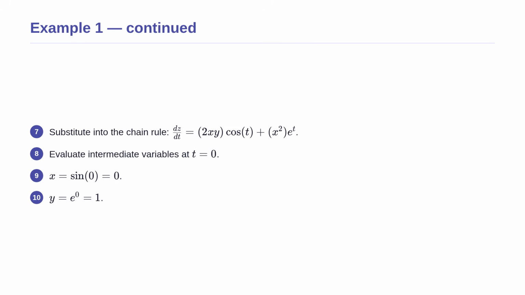Having gathered all our pieces, we substitute these expressions back into our main chain rule formula. We multiply the partial derivative with respect to x by the time derivative of x and add it to the product of the y derivatives. This gives us a long algebraic expression. However, the problem asks for the rate of change at a very specific moment when time is 0. Before we can plug this time value into our final equation, we must figure out what the intermediate variables are at that exact moment. Substituting 0 into their equations, we find that x equals sine of 0, which is 0, and y equals e to the power of 0, which is 1.